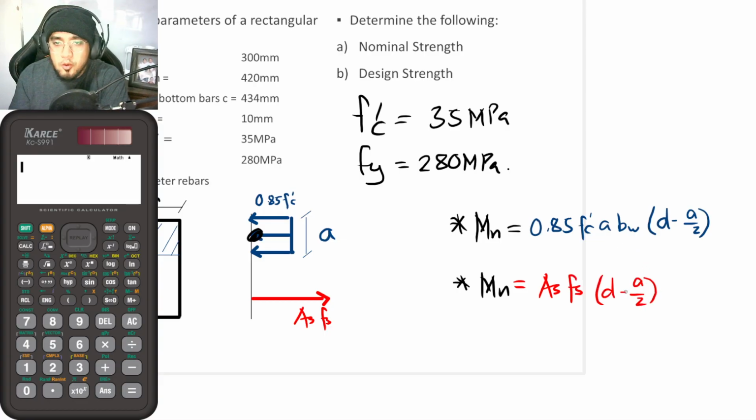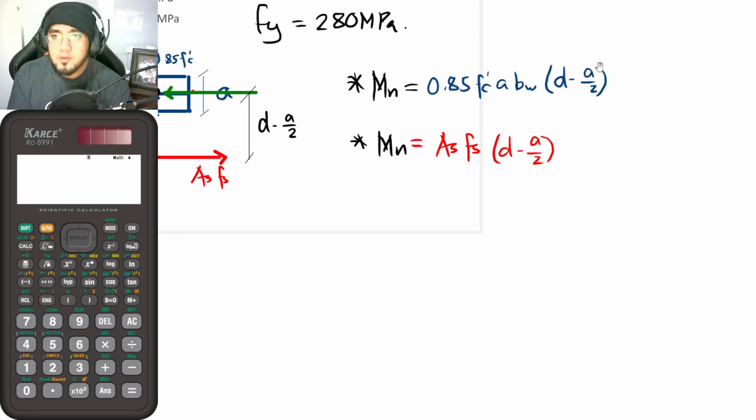So once again, where did we get d minus a over 2? If this here is the center of the value of a, and you would be getting the lever arm here, this value of the lever arm is basically equal to d minus a over 2. Okay, so thus d minus a over 2. And same problem, we still need to get the value of a here.